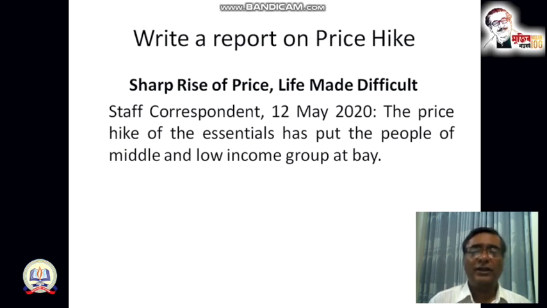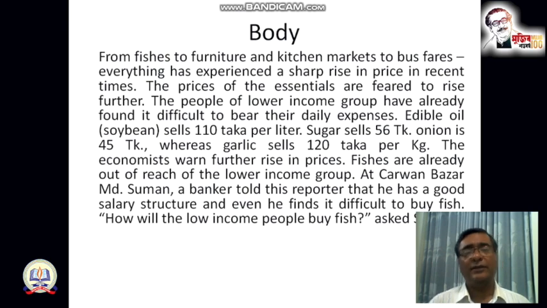So if we ask questions, what is the issue? The issue is price hike. And where is the price hike? The price hike of the essentials. And what has it done? It has put the people into troubles. And which class of people are in troubles? Both middle and low income groups are in troubles. So the answers to most of the WH questions have been provided in the first sentence. Now let's go to the body of the report.